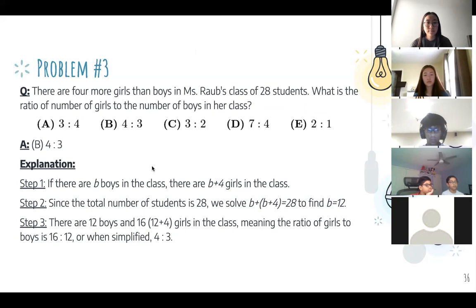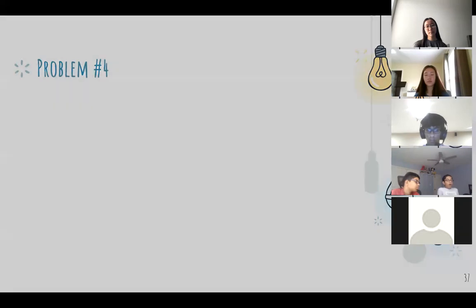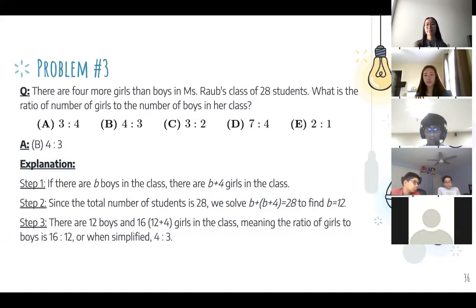And that means the ratio of girls to boys is going to be 16 to 12. And that, when simplified, is 4/3, which is option B. Are there any questions about that, or how I determined the amount of girls and boys in the class? Because I think I went through that fast.